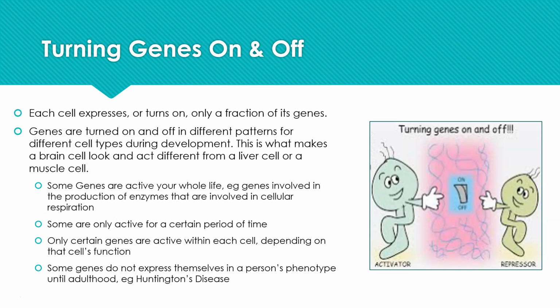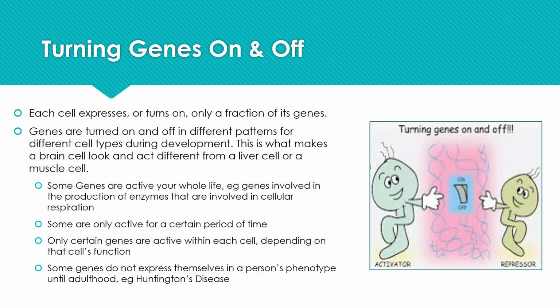So to make sure we don't waste energy and resources and our cells only do what they need to do, we essentially either turn a gene on or we turn it off. So a gene that is turned on is one whose protein product, or whatever it codes for, is being made. A gene that is switched off is not doing that. So genes are turned off and on in different patterns, in different cell types throughout development. Okay, it's what means your cells look and behave differently from each other.